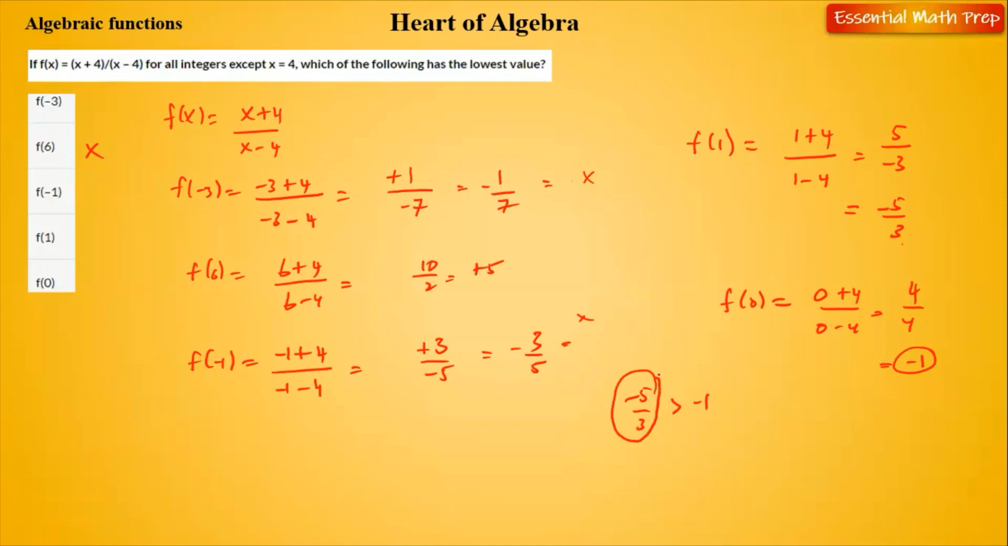If you don't believe me, 5 over 3 is 1.7. So -1.7 is greater in terms of its magnitude, but then the negative makes it smaller. In other words, -1.7 is less than -1. Keep in mind, just the value is what I'm going for. When it becomes negative, -1.7 is less than -1. That means f of 1 is the lowest value. Does that make sense? All right.